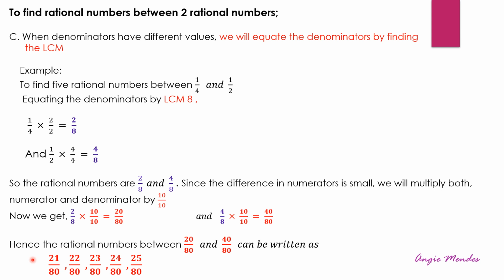So keep these in mind, that when denominators are the same and the difference between the numerator is large, then we add only 1 to the numerator. When denominators are the same and the difference in numerator is small, we will multiply both the numerator and the denominator by multiples of 10. And when the denominators have different values, then we will equate the denominators by finding the LCM.